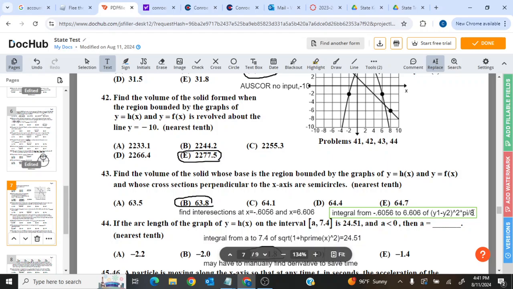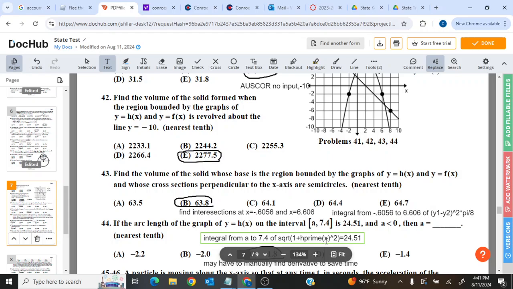44, if the arc length of the graph y equals h of x on the interval a to 7.4 is 24.51, a is less than 0, what is a? Well, the formula for arc length is the integral from your two bounds, one of which is unknown, of the square root of 1 plus h prime of x, all squared. So the derivative of h of x, and you have to square that derivative.